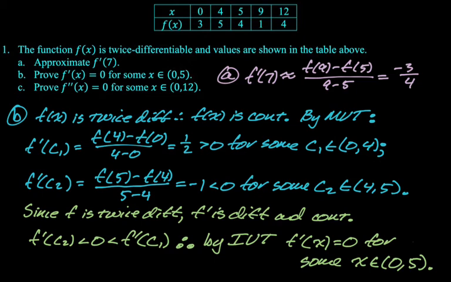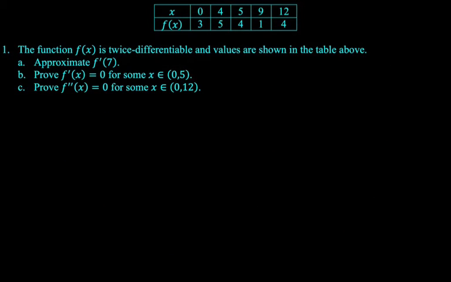All right, the next question is, obviously I'm going to need another page. Prove f double prime is equal to 0 for some x between 0 and 12. All right, so let's think this through. We already know that f prime is equal to 0 somewhere. If I can find another place that f prime is equal to 0, then I can just use the secant line to f prime has a slope of 0, which means that f double prime must be 0 by the mean value theorem. That's my goal.